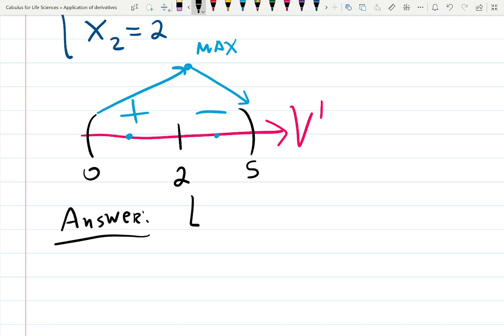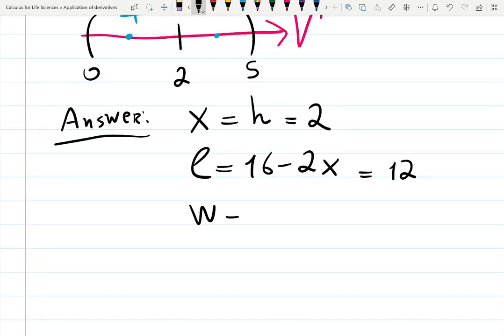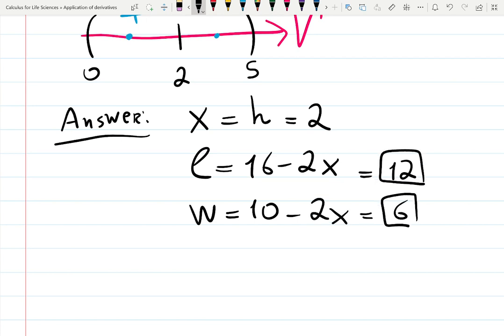So interesting. Lengths. So we found x, right? X was height. Height is found as 2. Length was 16 minus 2x. That is 12. Width was 10 minus 2x. That is 6. This time we guessed correctly. Length is longer than width, so we did good job. All in centimeters.